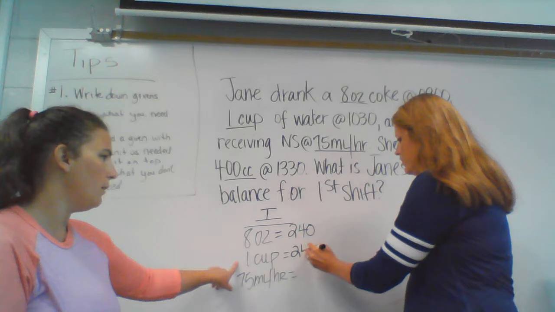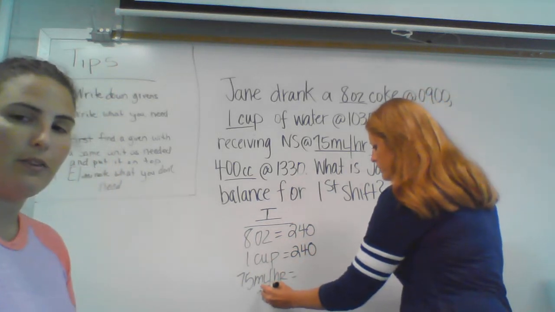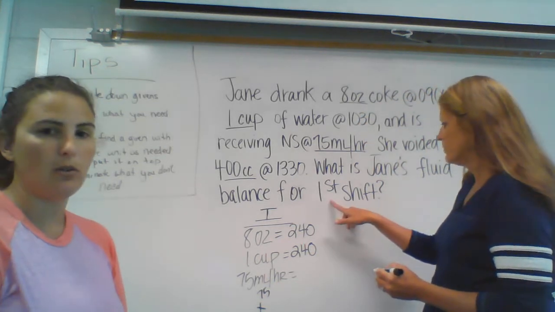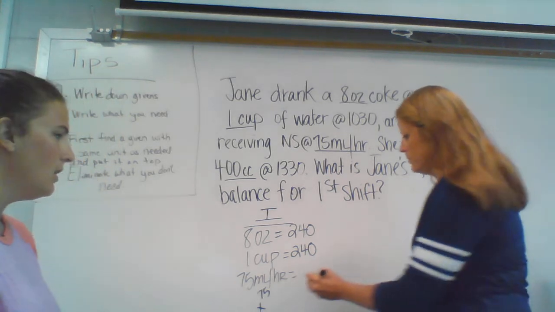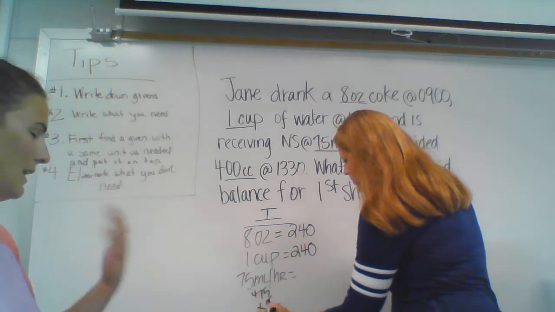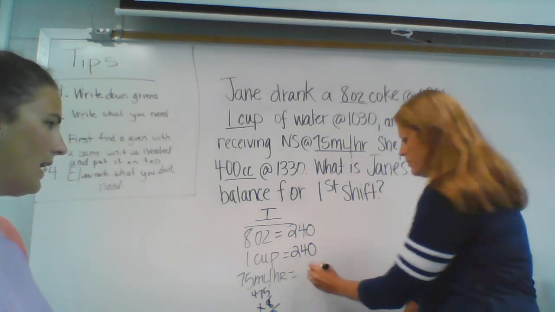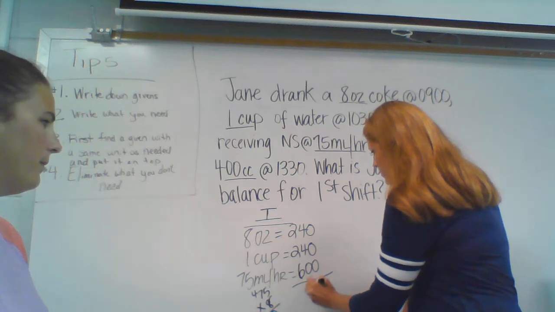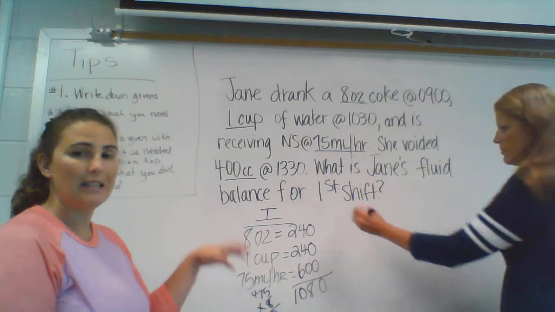Same thing here. 1 cup is 8 ounces. 8 times 30 is 240. Now we're running our fluids at 75 milliliters an hour. How many hours are in your shift from 0700 to 1500? 8. So you've got 75 milliliters running continually for 8 hours. So that's 600 milliliters that she's received IV. So let's total that up. So she's received 1,080 milliliters today.